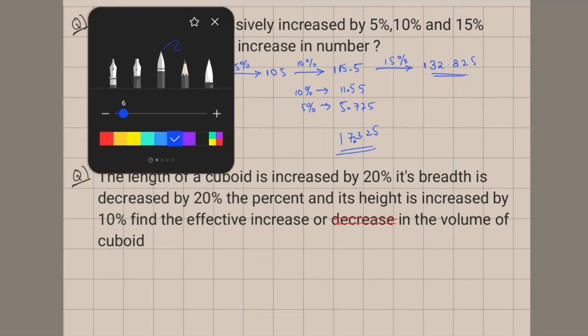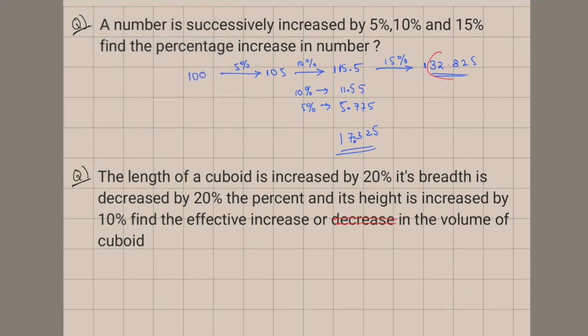So the percentage increase is 32.825. So the percentage increase is 32.825. So this is the final answer.